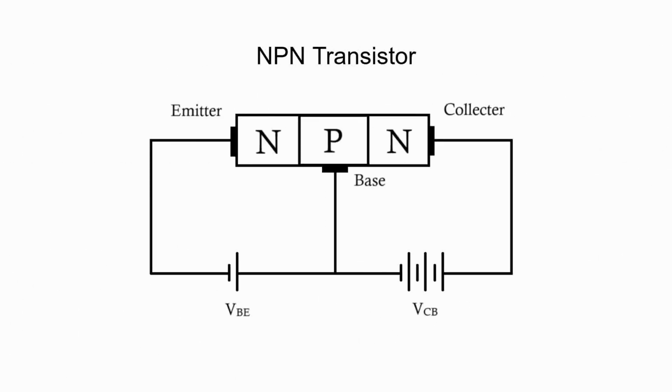Let's start with the NPN transistor. As you can see, it consists of three layers: the emitter, the base, and the collector. The NPN transistor is a type N semiconductor, meaning it has an excess of electrons, which are negative charge carriers.